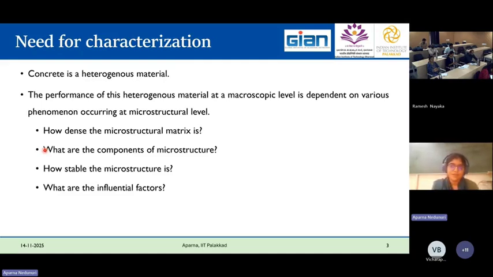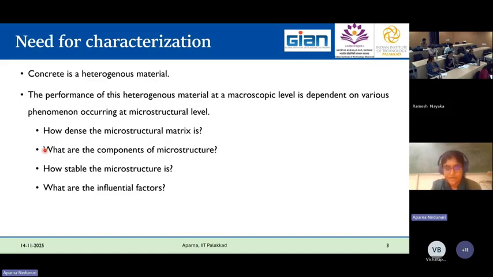Although at a macroscopic level we see that the concrete is behaving really well, what is contributing to that behavior is what is happening at a microstructural level. Now, how do we understand that? To see how a system is working at a microstructural level, we need to have different techniques.